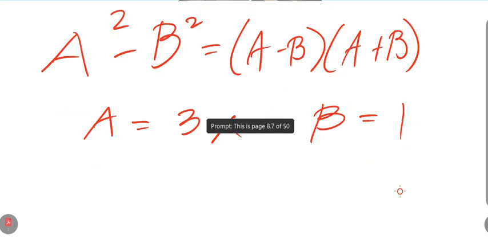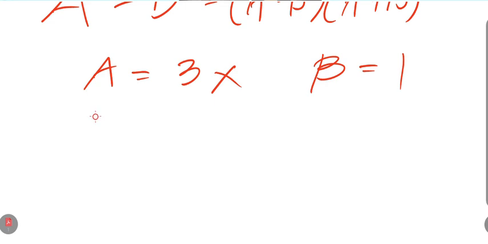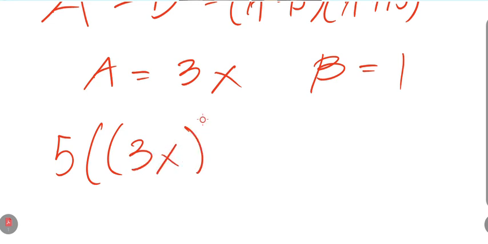All right, so I think we got that one right. Now, moving on, let's put that in an expression. So we have 5 times (3x) squared minus 1 squared.